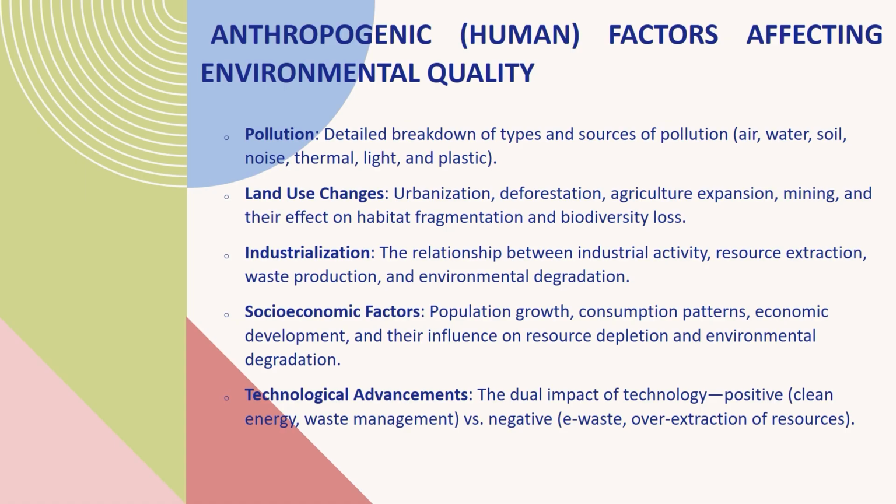Anthropogenic human factors affecting environmental quality. The first is pollution. Detailed breakdown of types and sources of pollution, that is air, water, soil, noise, thermal, light and plastics. Land use changes: urbanization, deforestation, agriculture expansion, mining and their effects on habitat fragmentation and biodiversity loss. Industrialization, that is the relationship between industrial activity, resource extraction, waste production and environmental degradation.